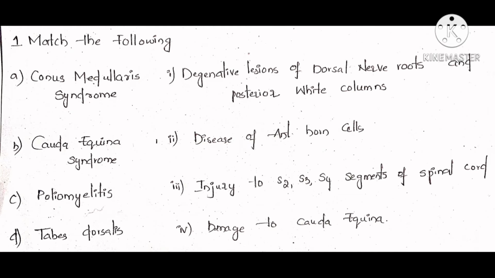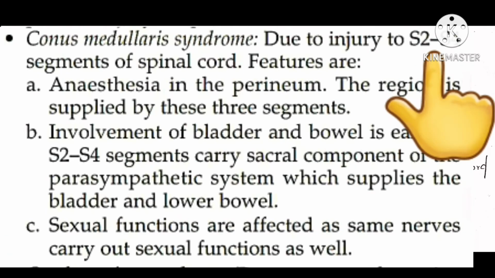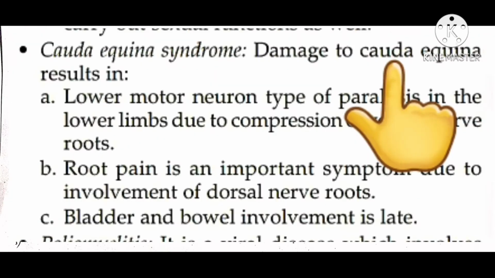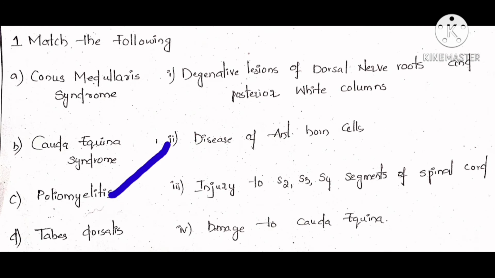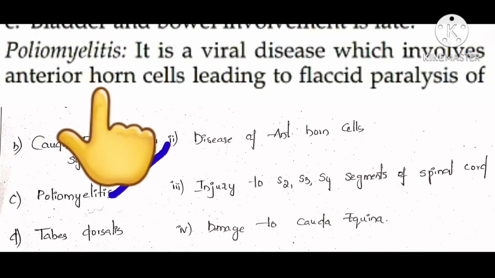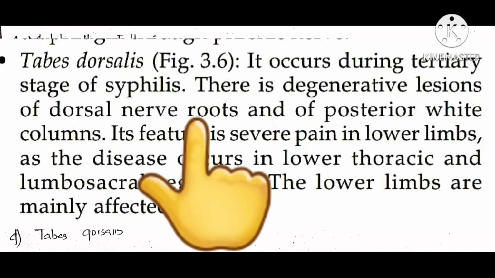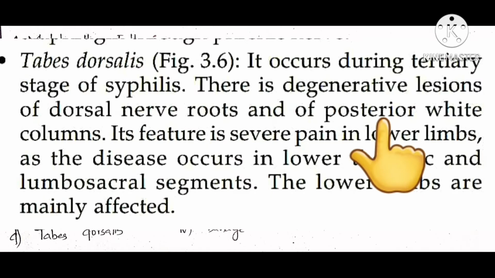Let's discuss the answer. We know that Conus medullaris syndrome is due to injury to S2, S3, S4 segments of the spinal cord. Next, Cauda equina syndrome is due to damage to Cauda equina. Next, poliomyelitis is the disease of anterior horn cells. Next, option D, tabes dorsalis. In this disease, there are degenerative lesions of dorsal nerve roots and posterior white column.